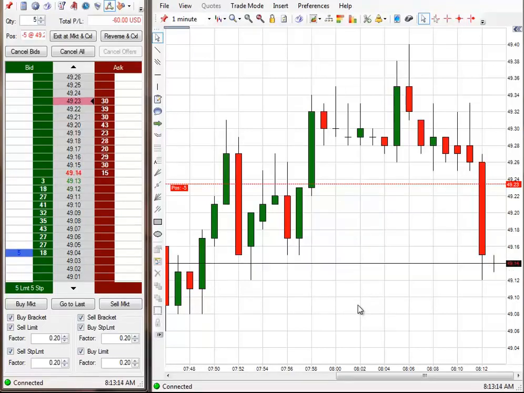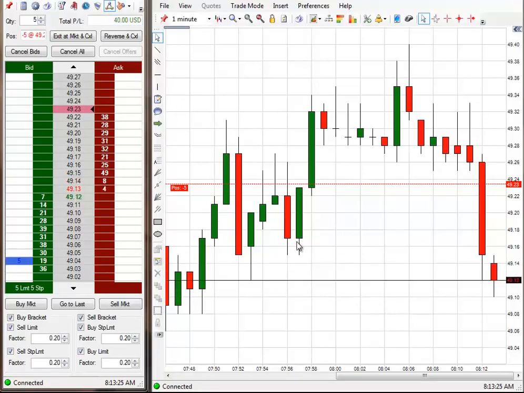Anyway, this one should be good for 20, no problem. I'm just gonna go for the 20, and that'll bring me back to break even or a little bit ahead, and then I'll take another trade.